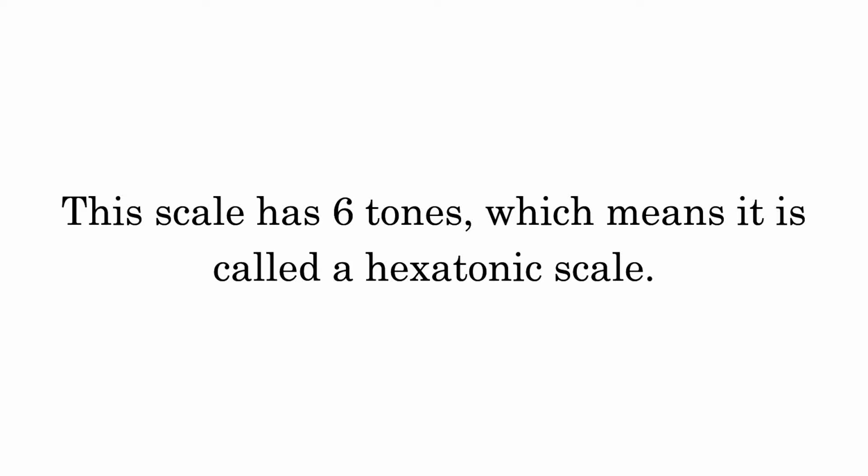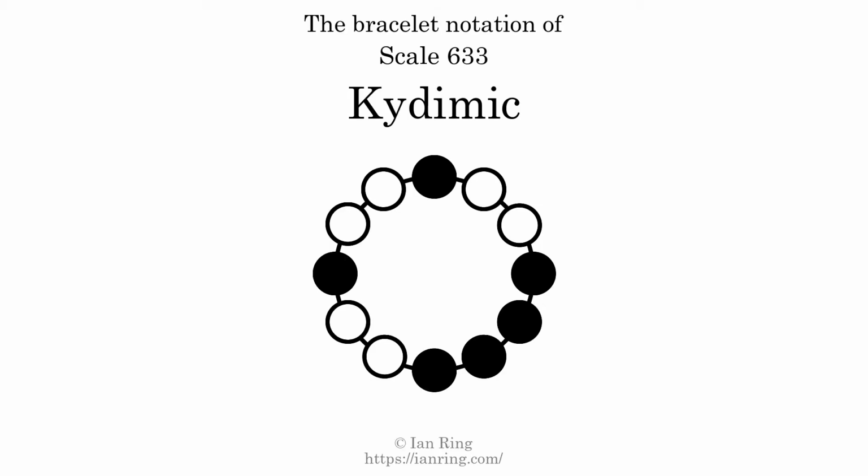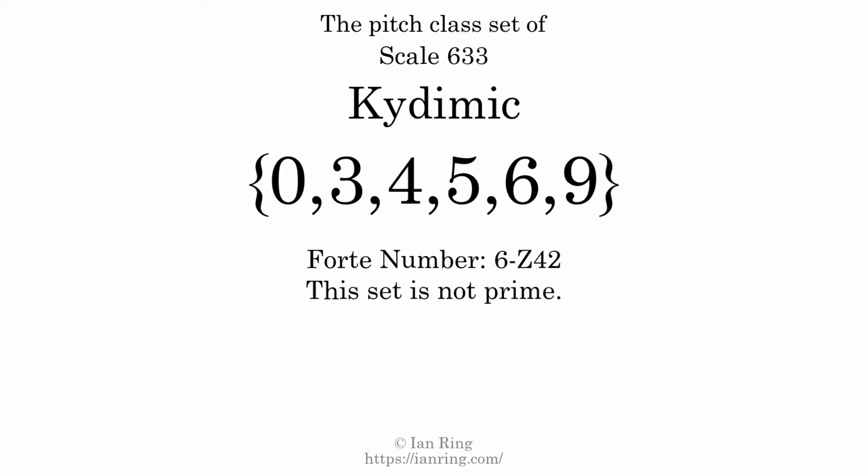This scale has 6 tones, which means it is called a hexatonic scale. This is a bracelet notation diagram of scale 633. The shaded circles represent tones that appear in the scale, and they are read clockwise, starting at the top. The pitch class set for this scale is 0, 3, 4, 5, 6, 9.